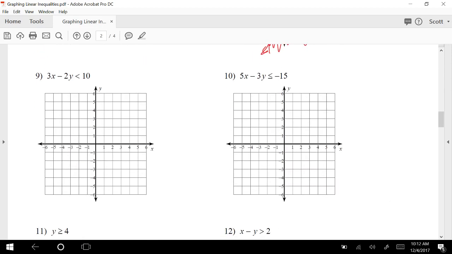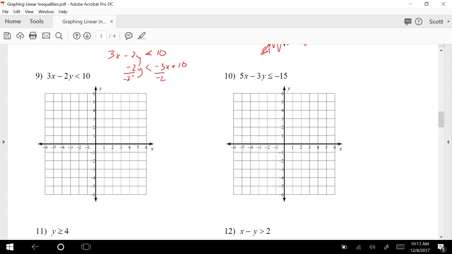Number 9, this is a little bit different because we have to convert that to slope-intercept form to figure it out. Or actually, there's two different ways we can do it. Now let's convert to slope-intercept form. So 3x minus 2y is what we start with, and that's less than 10. And then move the 3x over, make it negative 3x. We still have the plus 10. Then we have negative 2y. Now, what we're going to have to do is divide by negative 2.